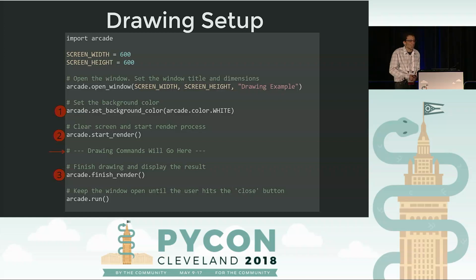Step number 2, we need to tell the computer to clear the screen to the background color and get ready for drawing. That's the start render command. All our drawing commands are going to go where that arrow is. Once we're done drawing, call finish render. That will flip the screen and we can see what we've actually drawn. Nothing of what we've drawn is actually shown until you run finish render.